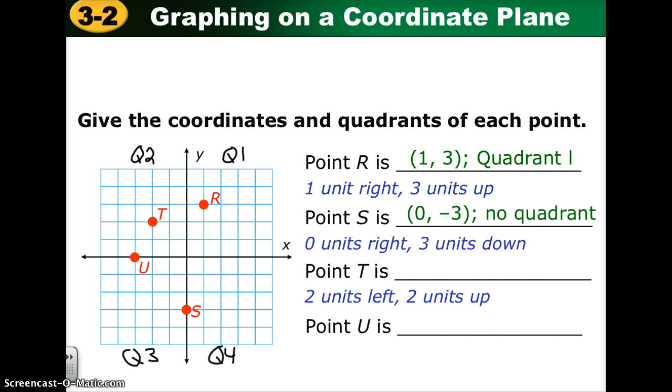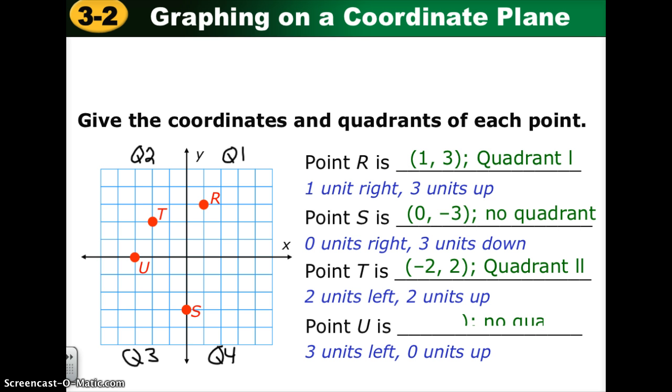Point T, 2 units left and 2 units up. That would be negative 2, 2, and in quadrant number 2. And point U, negative 3 to the left, and then 0 because it does not move up or down at all. And again, it's in no quadrant. Think about the fact that if there's a 0 in your ordered pair, it is not in a quadrant because 0 is neither positive nor negative, so we can't classify it.